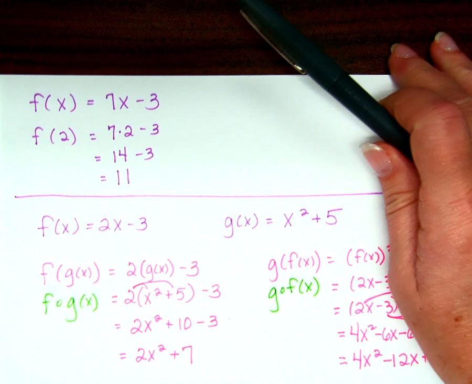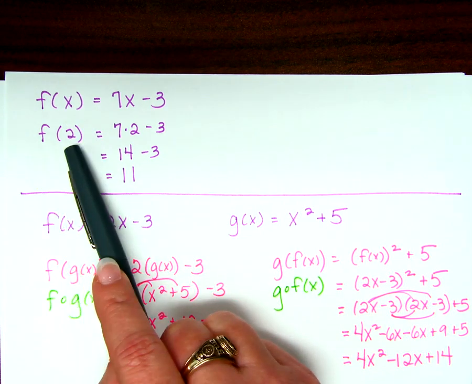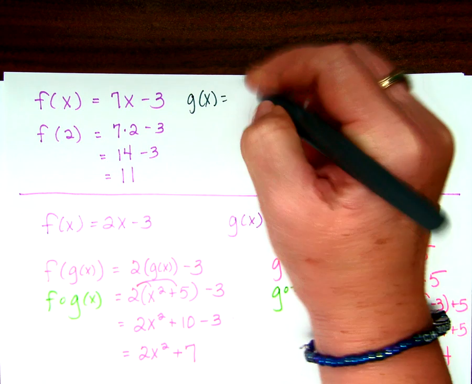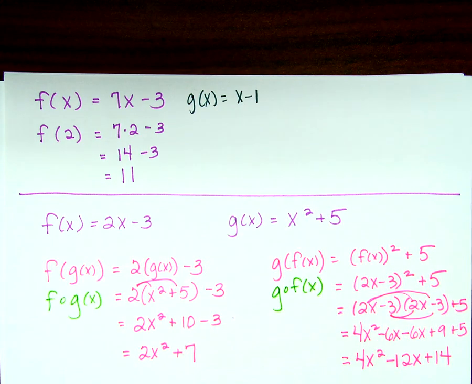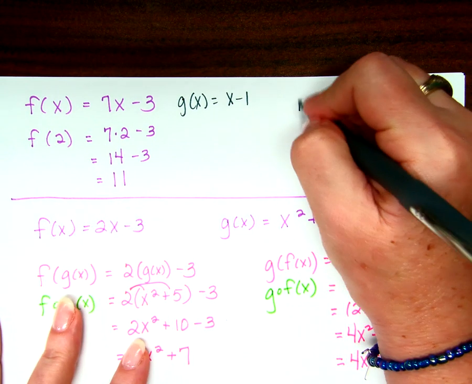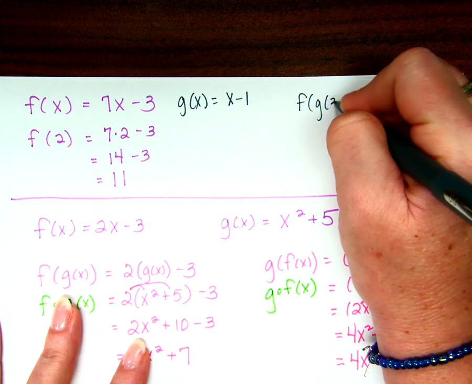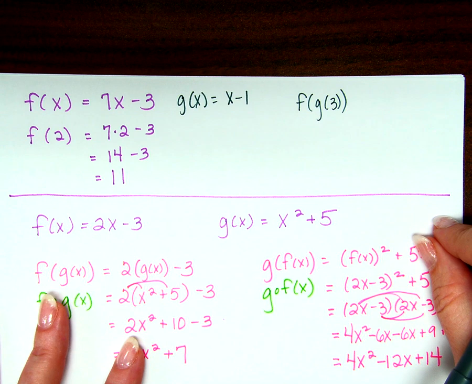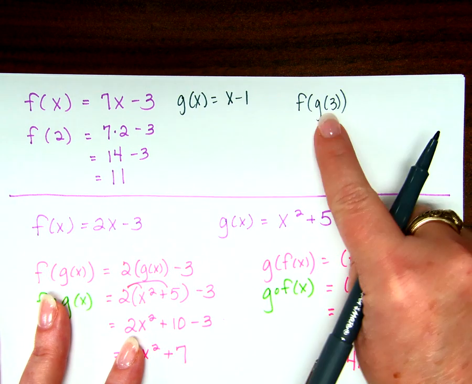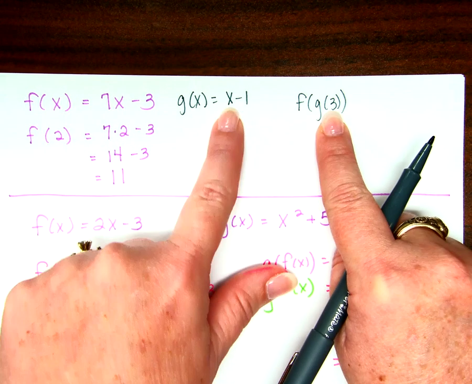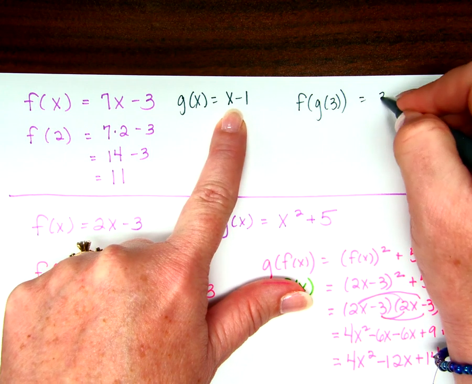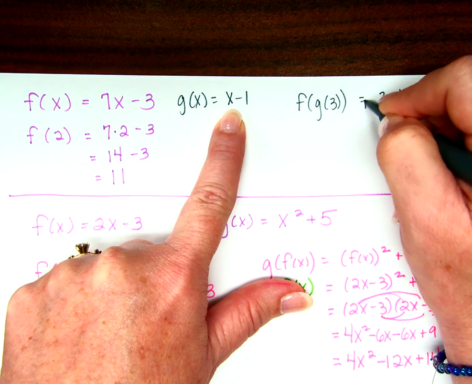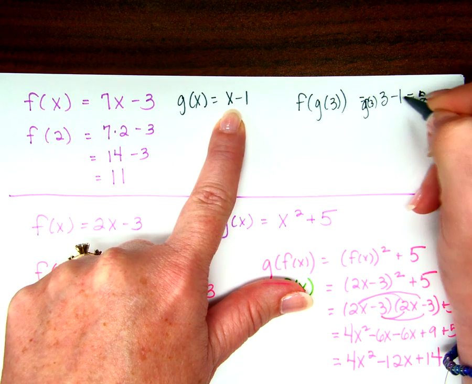Back up here, you remember when we did f of x and then we did f of 2? What if I also right here told you that g of x was x minus 1? And then what if I asked for f of g of 3. Could you do that? Where do I start? I start with g of 3, right? And I take 3 and put it in right here. So I would say 3 minus 1, which is 2. So g of 3 is 2.